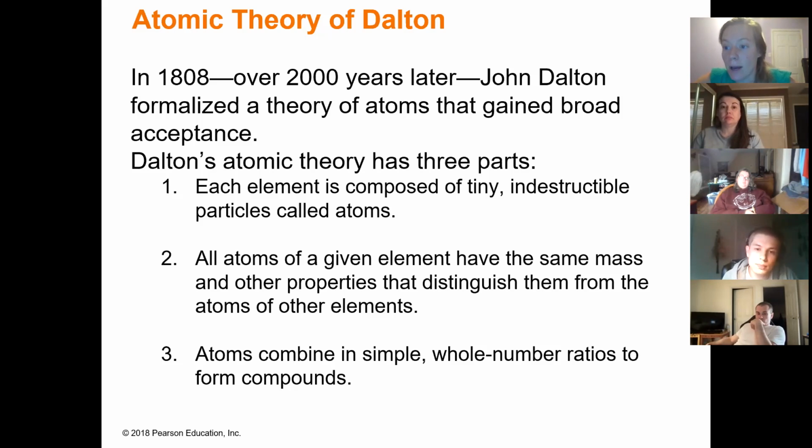So anytime you have a compound, it'll always be whole numbers. Like water is H2O, hydronium is H3O, hydrogen peroxide is H2O2. We don't ever have H1.5, O6.2. Why don't we have decimals? Because atoms are indestructible. Okay.